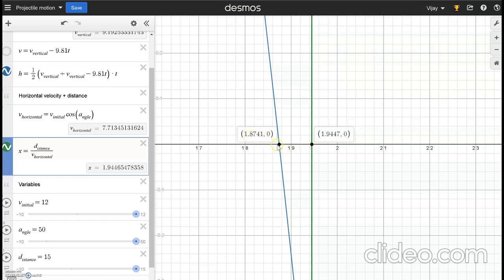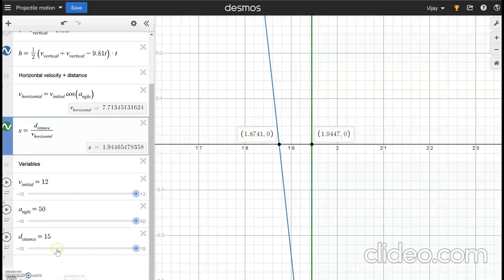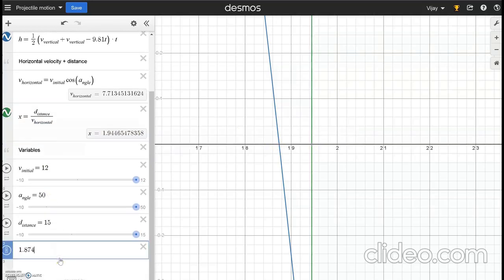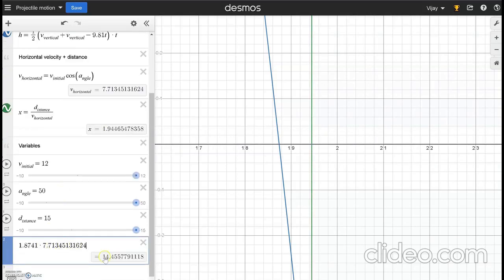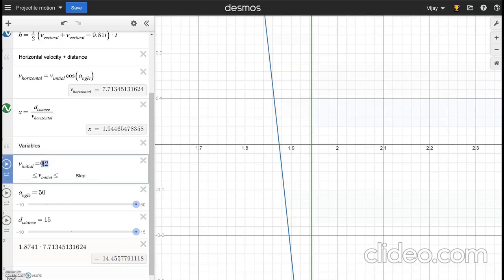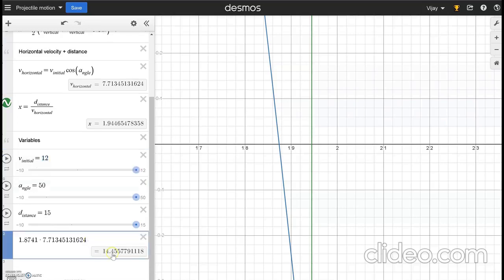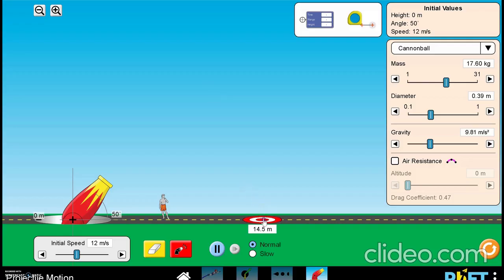So let's adapt to the time it takes for it to fall to the ground, which is 1.8741 seconds. Let's type that right here, 1.8741, and then multiply that by the horizontal velocity, which is 7.71, and we get 14.45, or we can round that up to 14.5. So this is the actual distance that it needs to be in order for initial velocity of 12 to work. So let's move the target to 14.5 meters. Alright, this is it. We're gonna launch it and let's see if we get the bullseye.